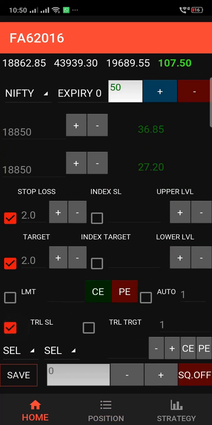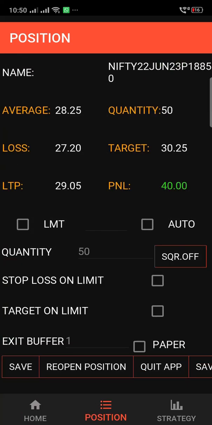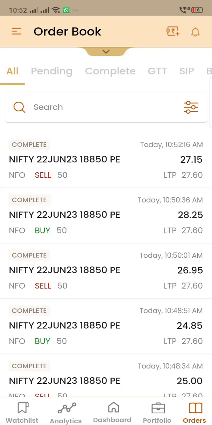Next, enabled trailing stop loss, placed order. It already moved stop loss by 0.95 points. Okay, trailing stop loss is triggered and order is exited.